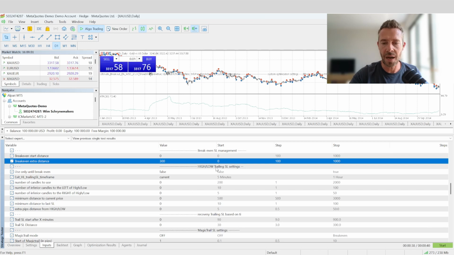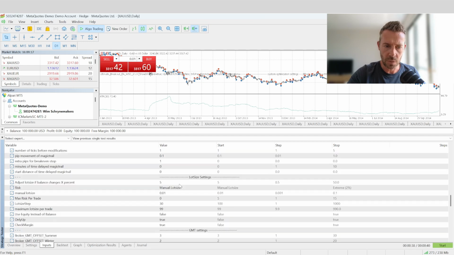I might try the high-low trailing stop loss settings, which basically make a trailing stop based on the recent support and resistance levels. The values which are filled in are quite decent to use. The other ones I probably won't do.